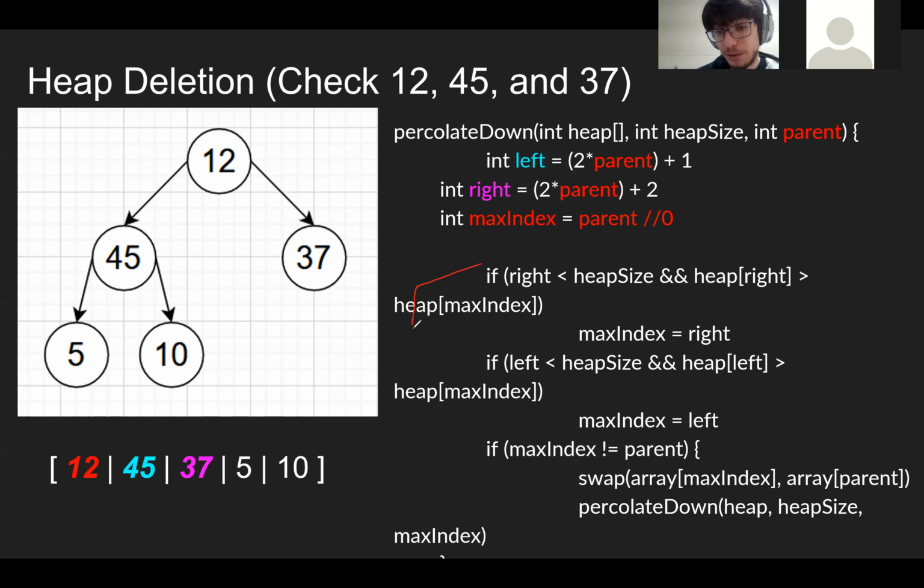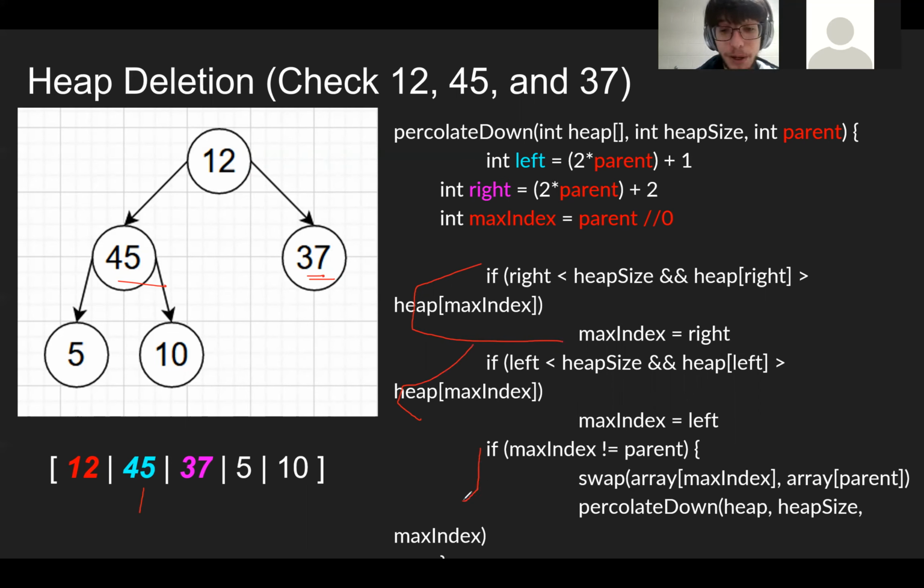The only case we're actually going to look at here that matters is that we go into right first, because in this case, 37 is larger than 12. So for 37 larger than 12, we do max equals right. But then we also check left, because left is less than heap size, because 45 is a valid place in the array. And it's also greater than the new max, which was 37. So 45 is larger, so max index becomes left. Left is 2 times parent plus 1, so with 0 indexing, it's 1. So now our max index is 1.